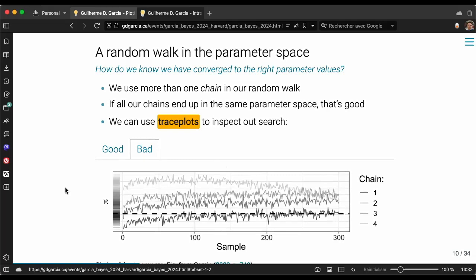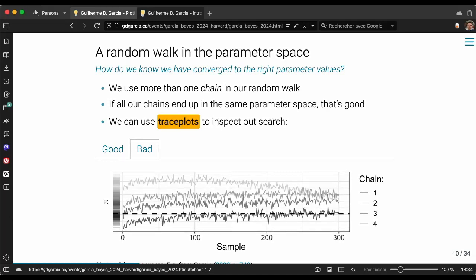So if we have 4 chains that start, and they always start separately, they will start at different points in this area, and they will tend to converge, but here they haven't. Now the dashed line represents the true value of the simulated data. So only one chain here is actually in the right place. And of course, in practice we would not know that, because we never know what the true value is.